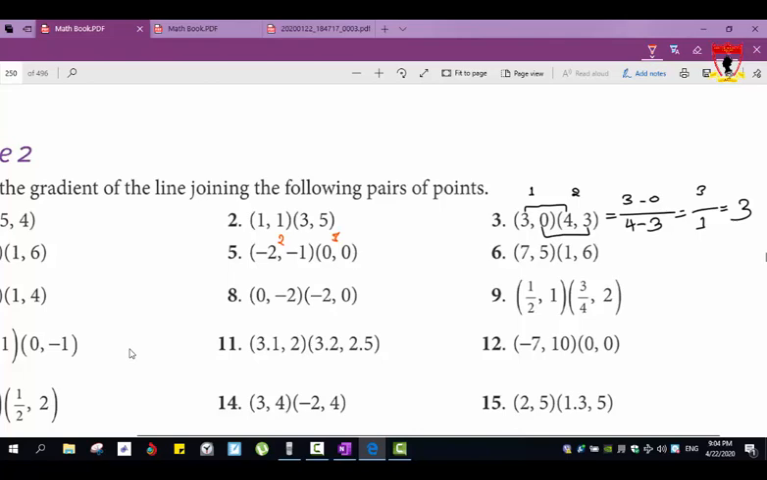The same question again. This time we make this one as x2 and y2 and choose this one as x1 and y1. Let's see how it works. So let's work out the first one here. x2 is negative 2, negative 2 minus 0, and on the top y2 minus y1, negative 1 minus 0. So this gives negative 1 over negative 2. They are both negative, so it is just 0.5 or 1 over 2.